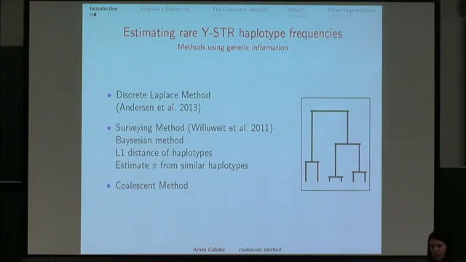So it's the surveying method. That was the first method taking into account genetic information. It is a kind of Bayesian method, and it uses the L1 distance of the haplotypes and estimates our frequency pi from similar haplotypes. Okay, so what I'm going to talk about now is the coalescent method.